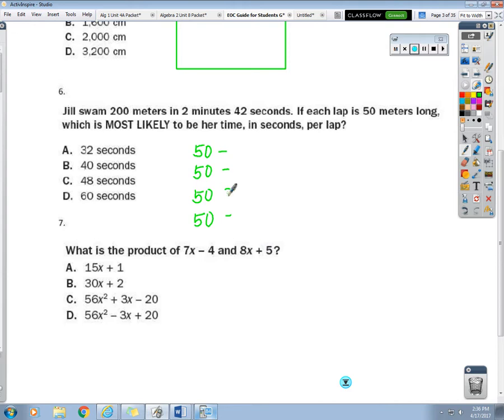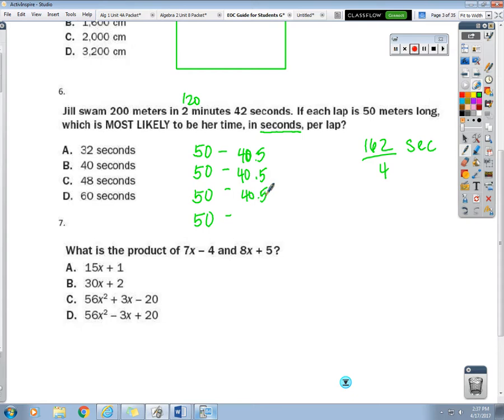Right. First, we should convert her time into all seconds. Since the answers are in seconds, we need to convert her overall time for the whole race into seconds. How many seconds were in those first 2 minutes? 120. But then you have to add the 42, so you get 162. That's her total for the entire race in seconds. So to figure out how much each of these laps is, what do you do? And what do you get? 40.5, which is closest to which answer? 40.